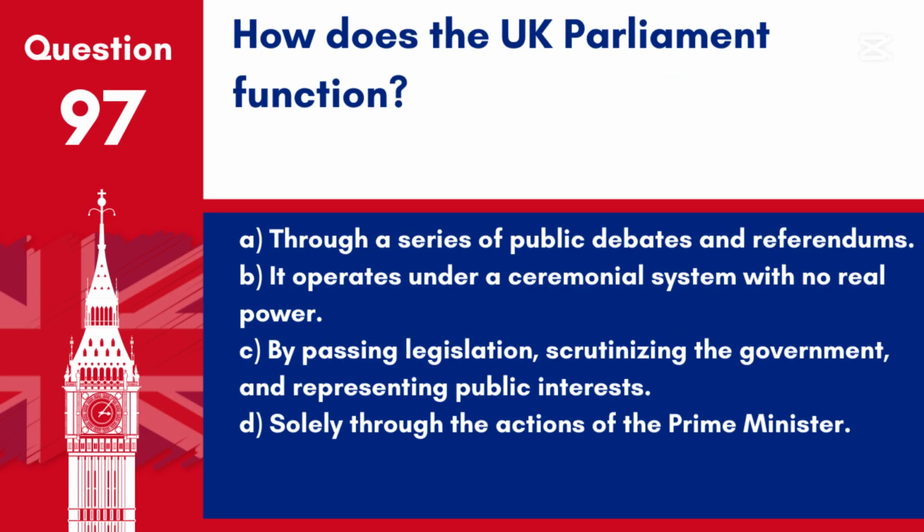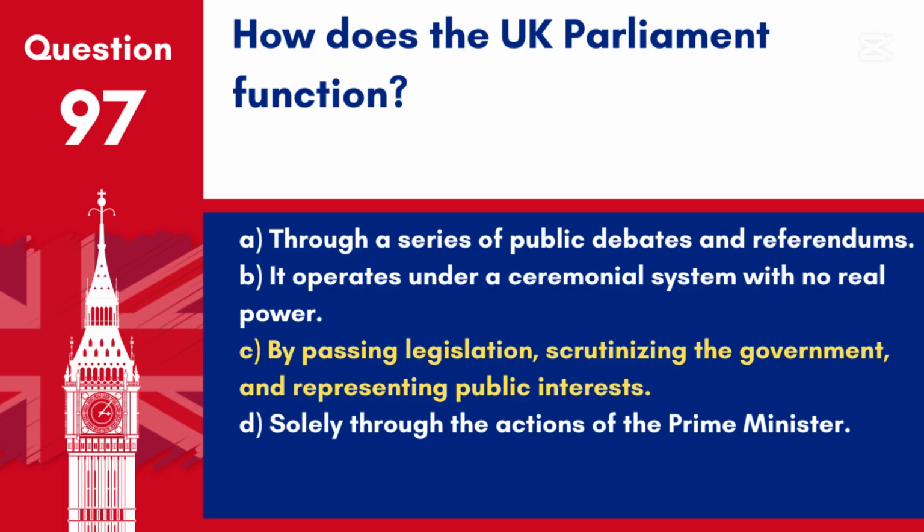Question 97. How does the UK Parliament function? A. Through a series of public debates and referendums. B. It operates under a ceremonial system with no real power. C. By passing legislation, scrutinizing the government, and representing public interests. D. Solely through the actions of the Prime Minister.